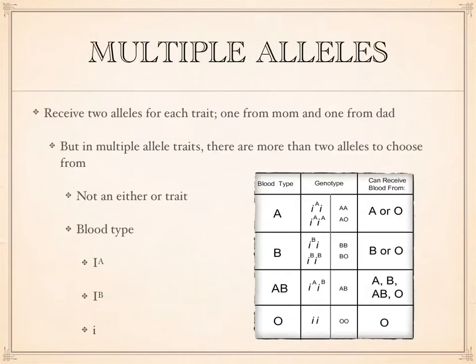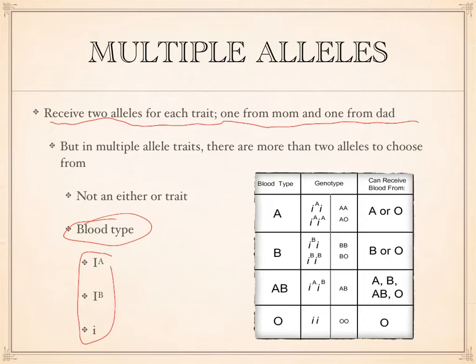Multiple alleles: an organism receives 2 alleles for each trait, one from mom and one from dad. But in multiple allele traits, there are more than 2 versions of the allele to choose from. They're not an either-or trait. For example, in human blood type, we have these alleles: I superscript A, I superscript B, or lowercase i.